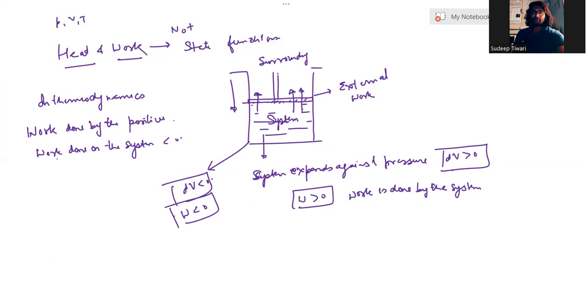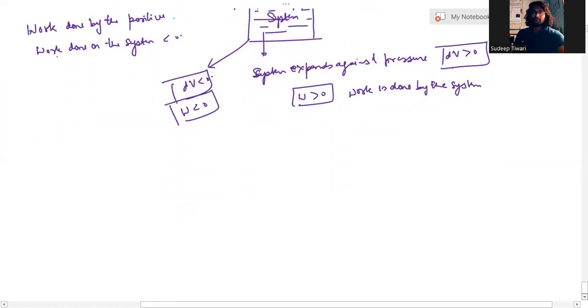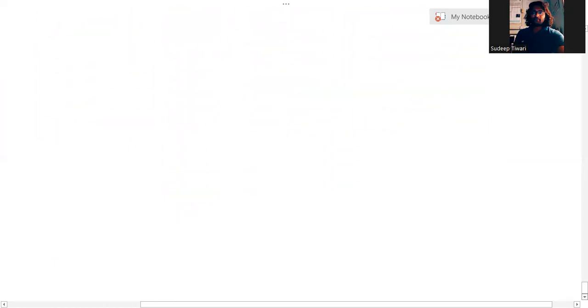In different other fields, people take different conventions. Engineers behave in a certain different way. But in physics, we are going to take these. So I'm not going to change these notations anyhow in our future discussions.